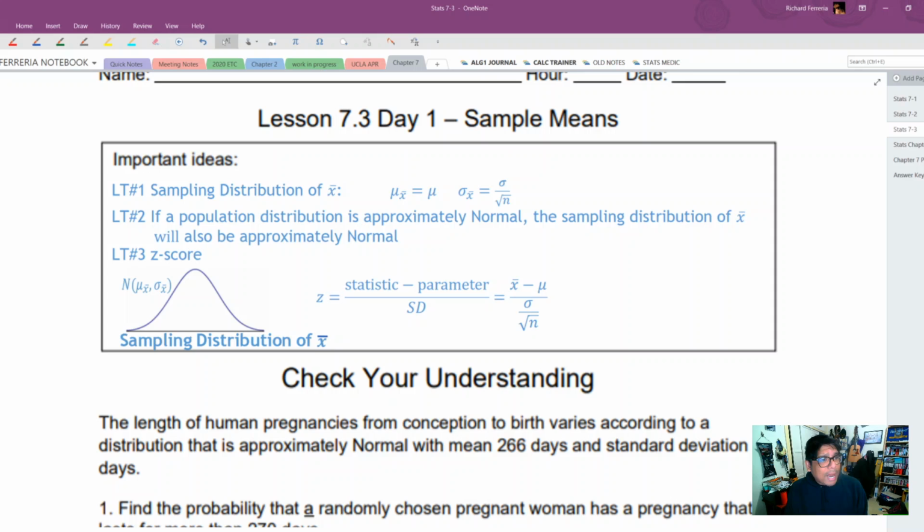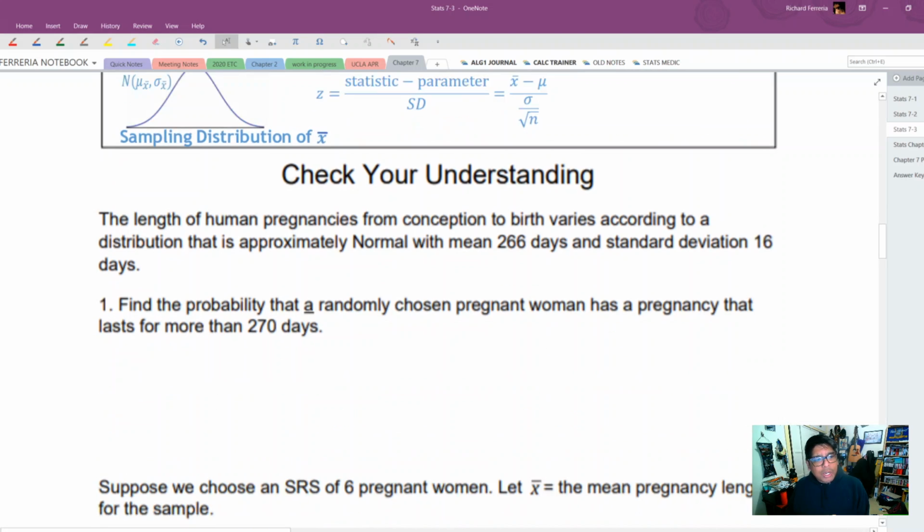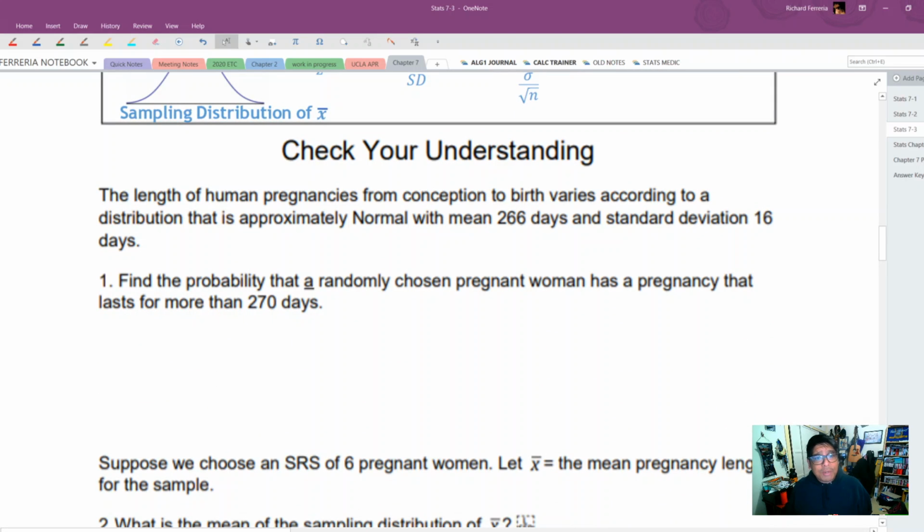So now that we have a mean, a standard deviation, and an approximately normal shape, that means we can use the z-score once again. This z-score, like I was saying last semester, is incredibly important to statistics because now we can use the z-score as a tool even for sampling distributions. So let's go to check your understanding and see how this stuff gets done.